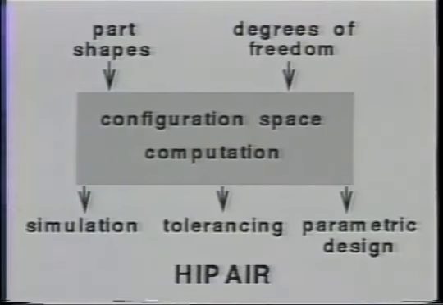High-pair computes the kinematic function of a mechanism from a specification of its part shapes, relative positions, and degrees of freedom. It constructs a geometric representation of the kinematic function called a configuration space. It supports design tasks by manipulating the configuration space.